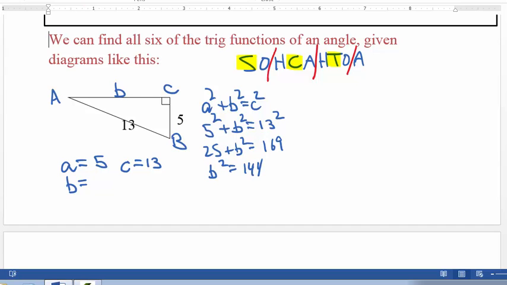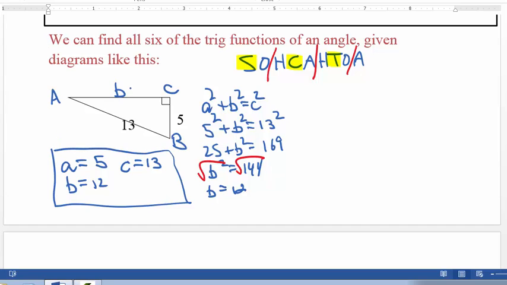And now, we didn't technically do this yet. We do this in the second unit, but this is known as the square root principle. If I want to solve for something that's squared, I can just take the square root of it. And the square root of 144, of course, is going to be 12. So now I have all 3 sides of my right triangle. I know a is 5, b is 12, and c is 13. So I can just write 12 here.